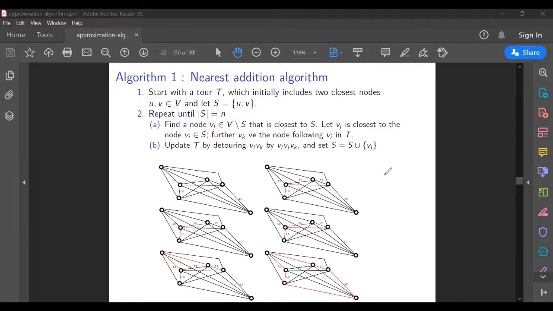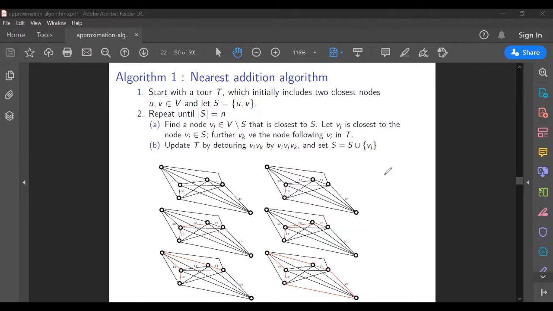Is it okay? So we start with an edge which has the lowest cost, with its starting and ending nodes belonging to S. Now we choose the next node, I call it Vj, which belongs to the set of nodes V but should not already be in S. It should be closest to any one of the nodes that is in S. Like that we choose, and then we add that to our set S. Now with the node we have added, we will have three nodes.